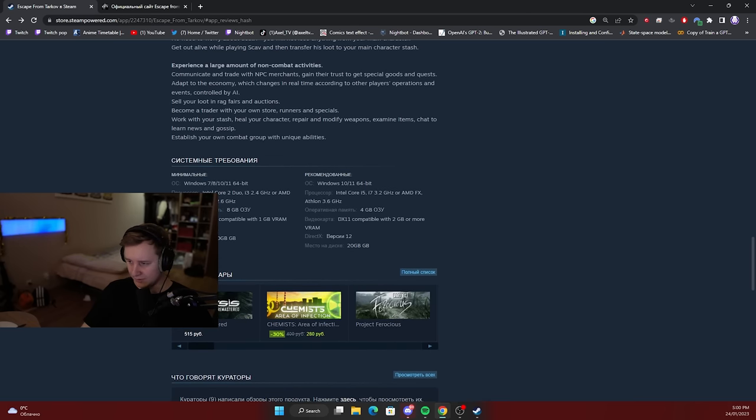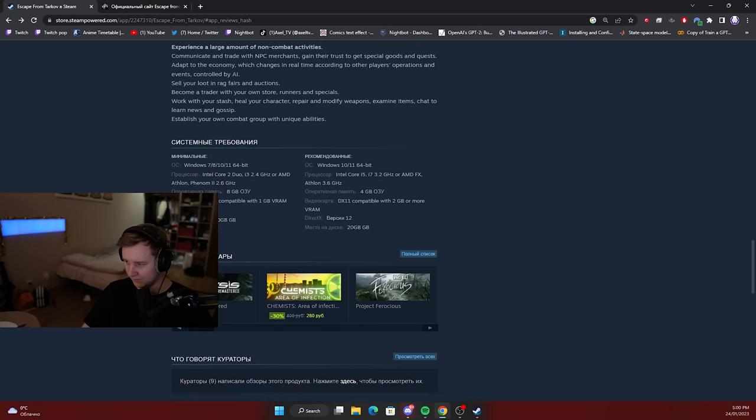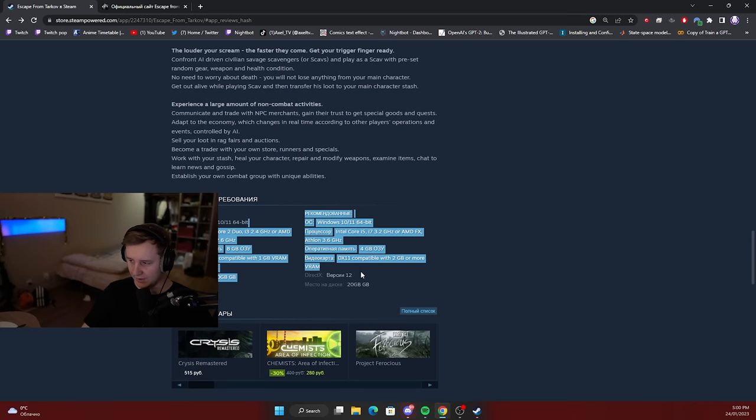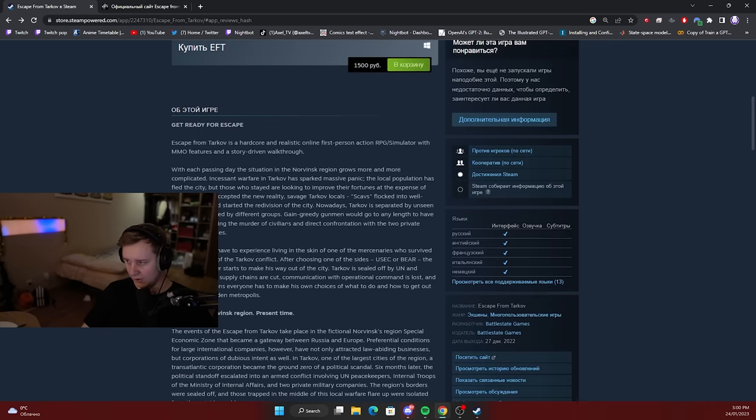I wonder what the recommended specs are. GPU compatible with 1 GB of VRAM. 20 gigabytes on your SSD. Yeah, I guess it's the same. It's just copied from the main website. All of this is just copied. So yeah, please don't get scammed.